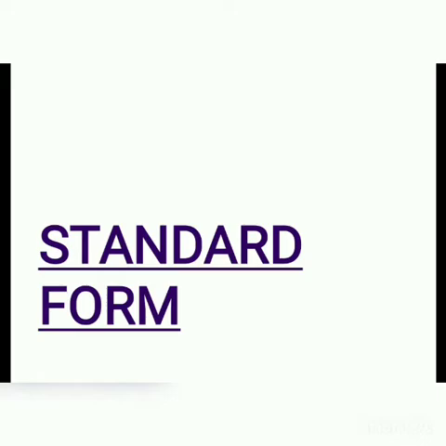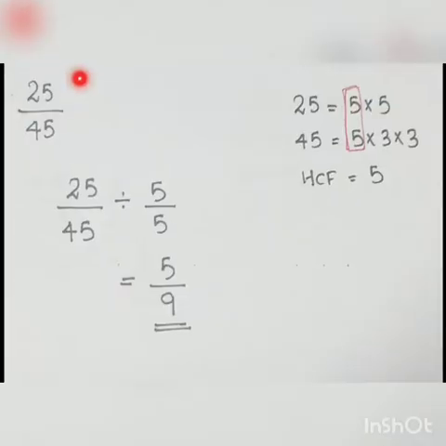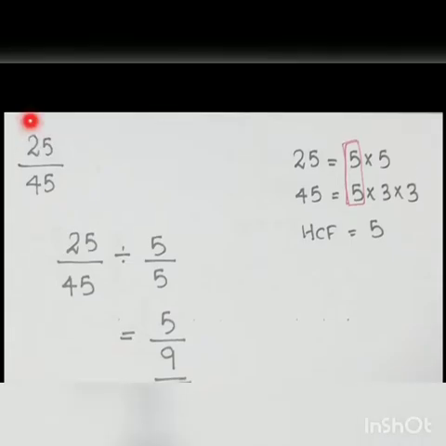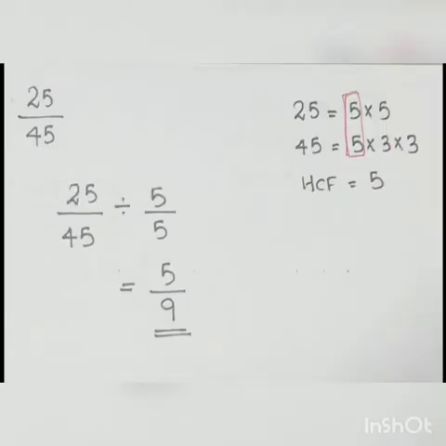We'll do one example. 25 by 45. This rational number I am going to reduce to the standard form. For that, if you don't know which is the common factor between the numerator and denominator, the easiest way is to find the HCF of the numerator and denominator. Here 25 is the numerator and 45 is the denominator. So in order to find out the common factor, you find the HCF of the numerator and denominator.